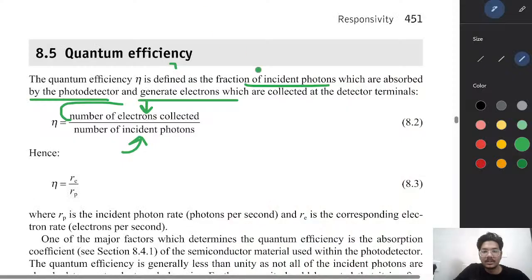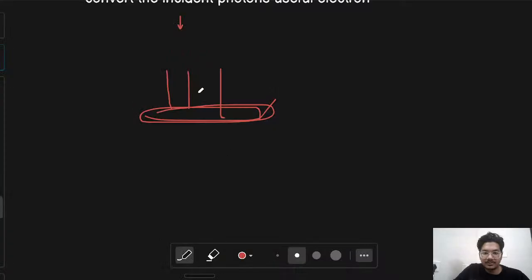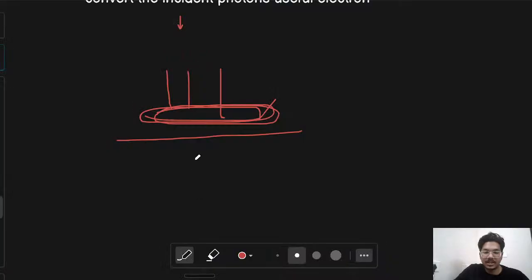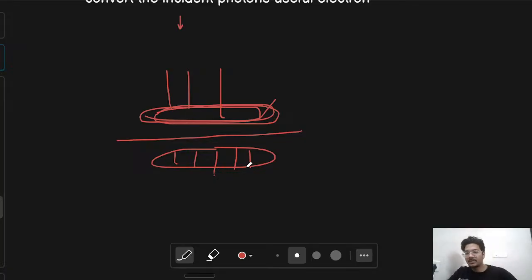So the fraction of incident photons which are absorbed by the photodetector and generate electrons, which are collected at the photodetector terminal. Number of electrons collected over number of incident photons. It tells what fraction of incoming photons actually generate electron-hole pairs to contribute to the photocurrent.